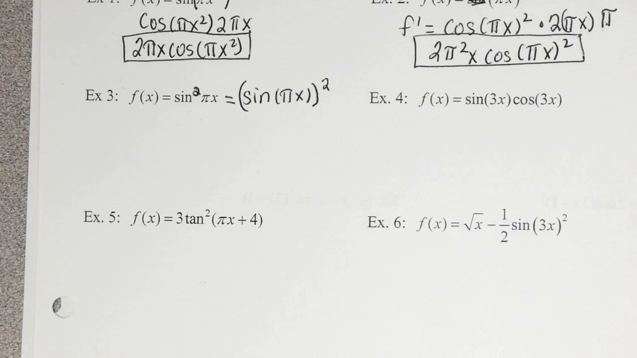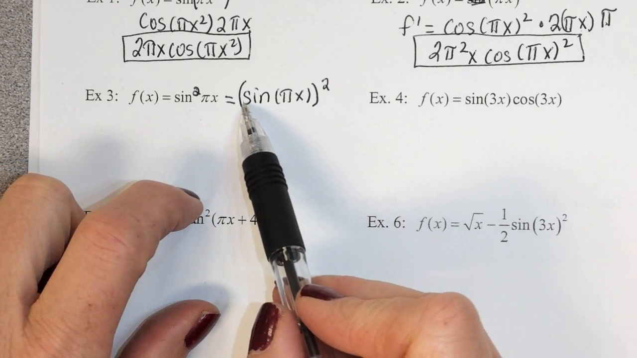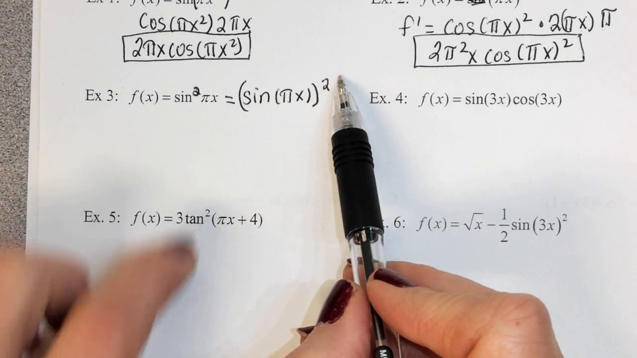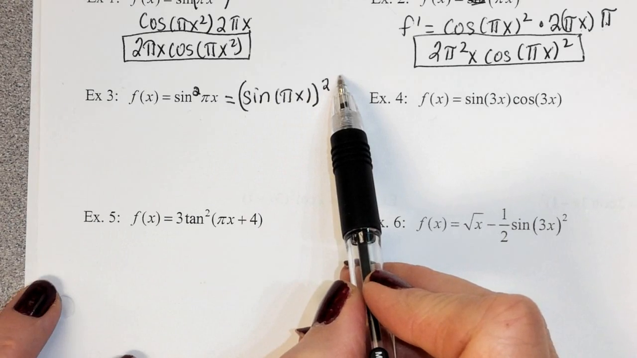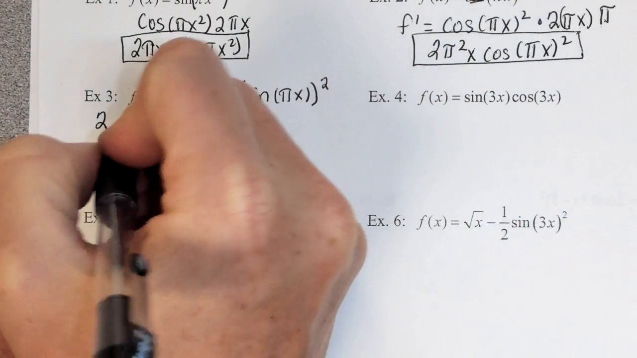So we've got u squared, the outermost part of the parentheses. So what's the derivative then, guys, of u squared? 2u. So I'm going to have 2. Don't change the u.